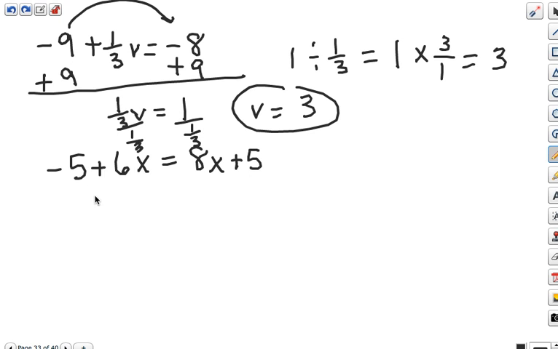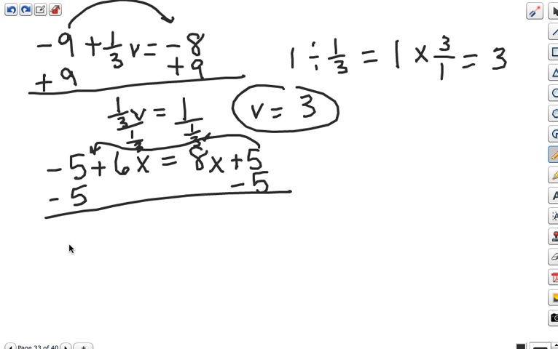Okay, and then let's look at one more here. We have negative 5 plus 6x equals 8x plus 5. Okay, so I'm going to start by moving one of the standalone numbers to the other side of the equal sign. You can do either one, it doesn't really matter. So let's say we want to move this plus 5 over to the left side of the equal sign. So I'm going to subtract 5 from both sides.